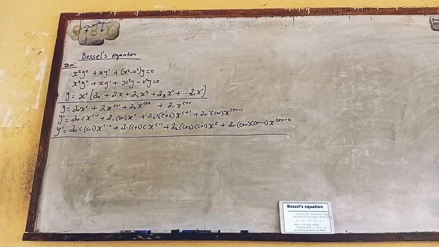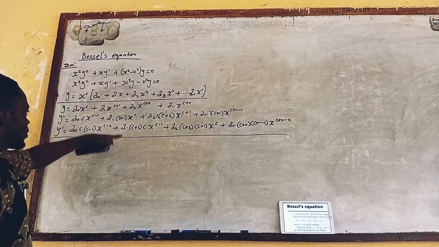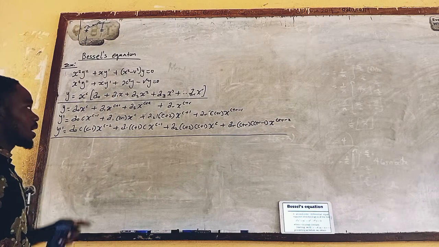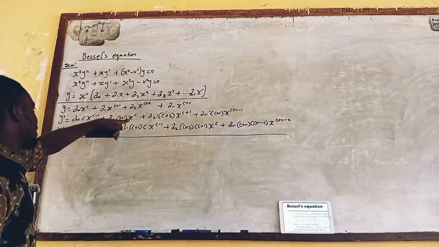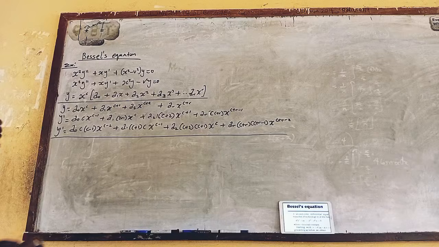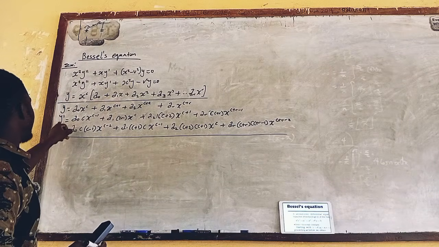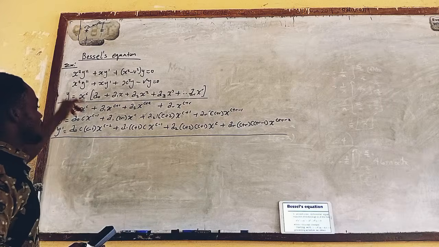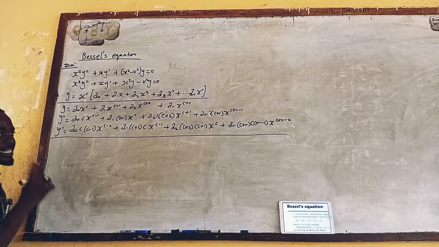Now the second method is to substitute our trial series into our differential equation. This is our trial series. We have to substitute it into our differential equation. Now we can see that if we put y here, y prime here, and y prime prime here, we are going to have a long equation. So we are going to separate them, taking them one by one.